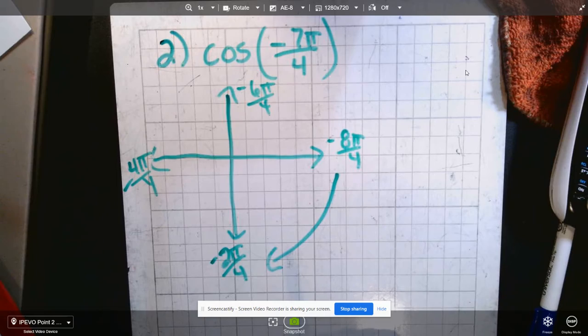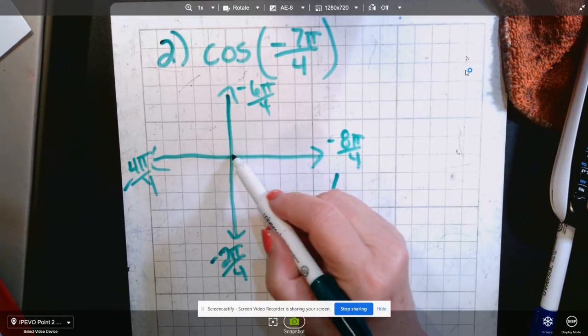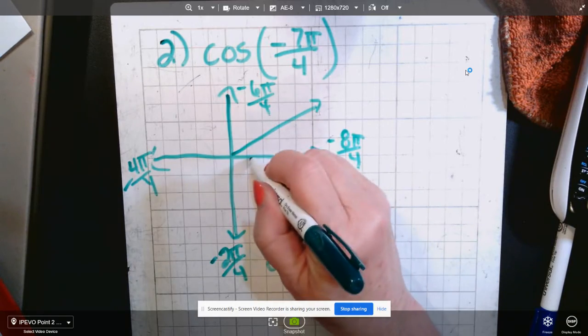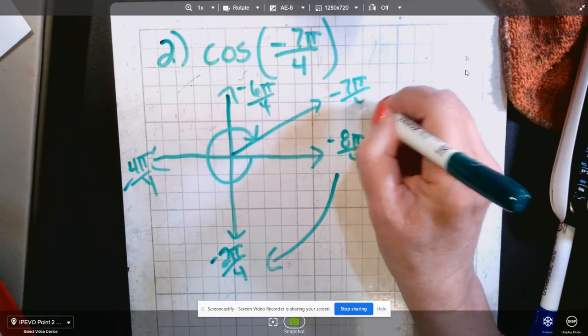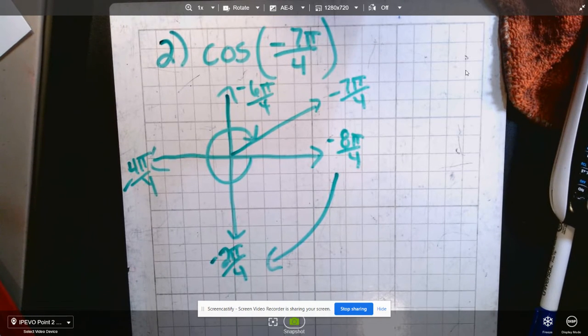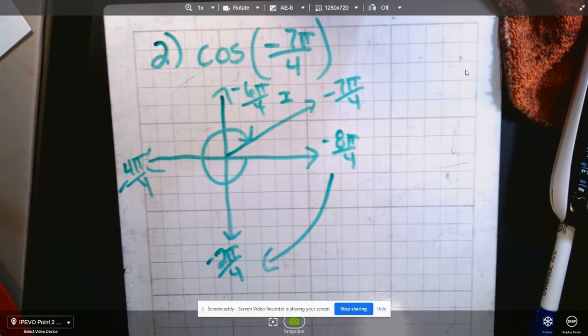Well, if I want to know where negative 7 pi over 4 is, it's going to be between negative 6 and negative 8. So this here, my angle going this way, is negative 7 pi over 4. The main reason you need to know this is you really need to know what quadrant it's going to end up in. In this case, it ends up in quadrant 1.